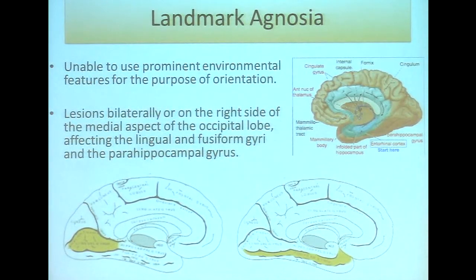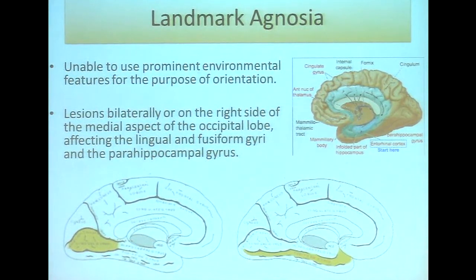Now you also get what you call landmark agnosia. Now remember, agnosia is not knowing. So landmark agnosia is being unable to use prominent environmental features for the purpose of orientation. So it's all fine and well, you see a familiar tree, but it doesn't help you to orientate yourself. And there the lesions are bilaterally or on the right side of the medial aspect of the occipital lobe.